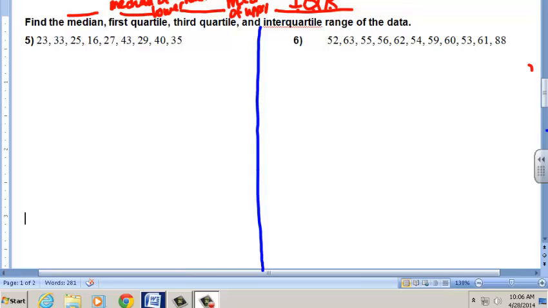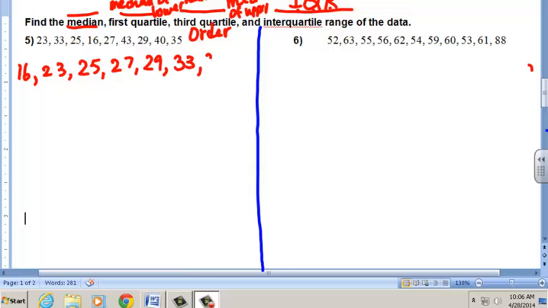Okay, all right, so how do we find the median? We should order them first. So go ahead and order. Always, always, always. If you don't order, your problem is going to be wrong. So let's go ahead and put these in an order. 16, 23, 25, 27, 29, 33, 35, 40, and 43. Okay, now let's go ahead and find the median. There is 1, 2, 3, 4, 5, 6, 7, 8, 9 numbers in this, or 9 values.